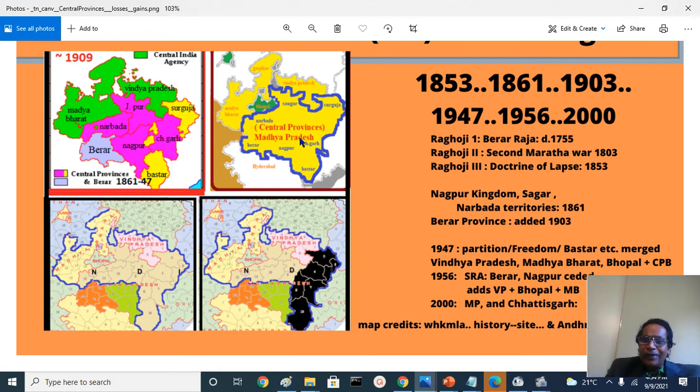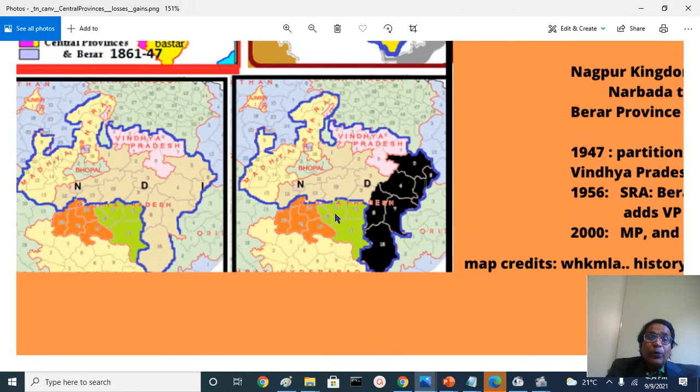In 1956, when the State Reorganization Committee recommended bifurcation of the regions of India, districts, on a linguistic basis, the central province's northern part, which is a predominantly Hindi dialect speaking region, retained the Sagar region, Jabalpur region, Chhattisgarh region and Narmada region. That is, this region has shed the Berar region, it has shed the Nagpur region, that is, Wardha district, Nagpur district, Bhandara district.